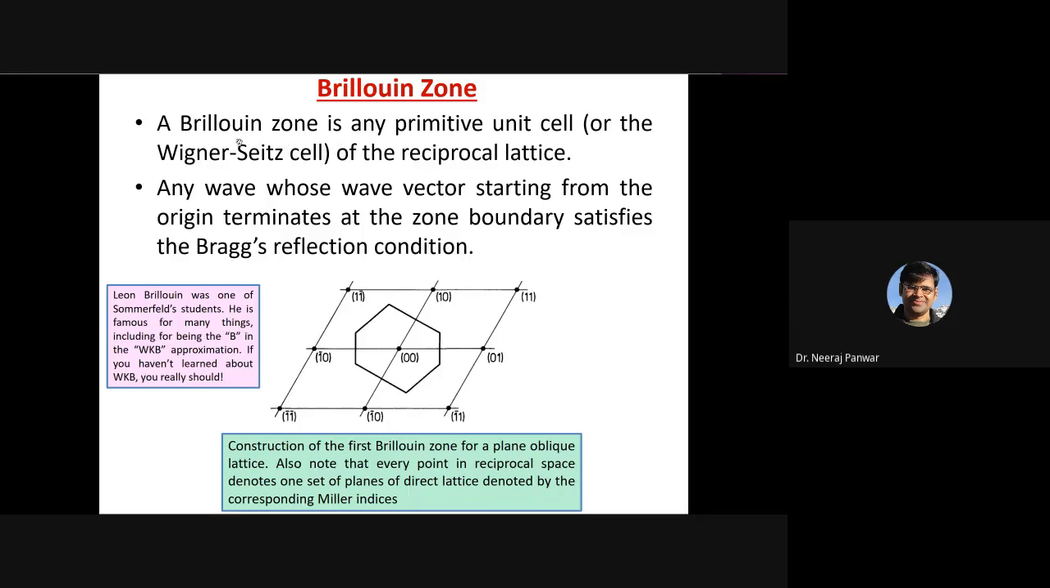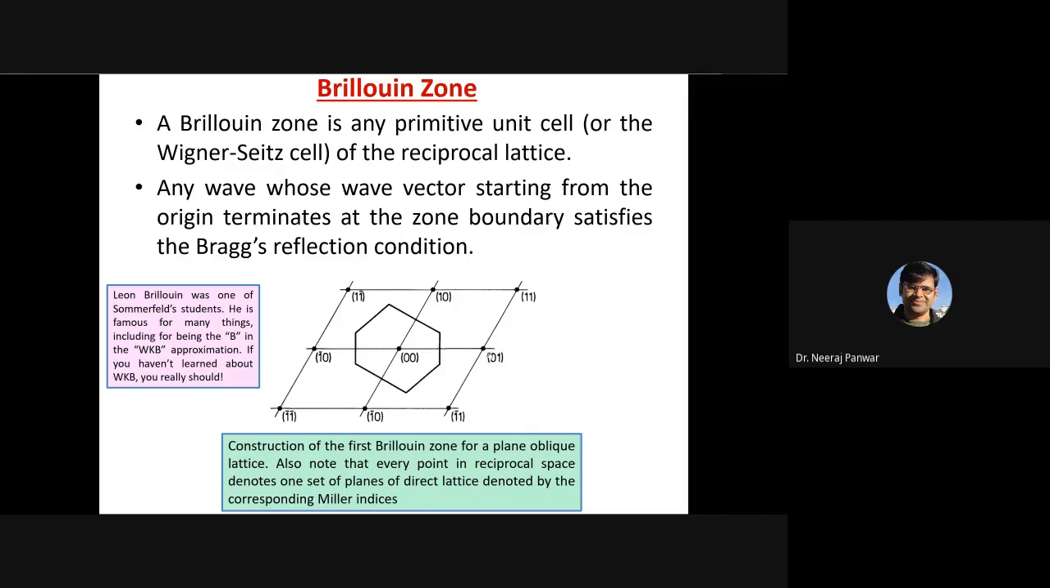And what is the definition of a Brillouin zone? For example, consider this figure in which different reciprocal lattice points are shown. Because it is a two-dimensional picture, each point is represented by two indices. And while defining the reciprocal lattice, we were told that every point in reciprocal space represents a particular set of planes in the direct lattice.